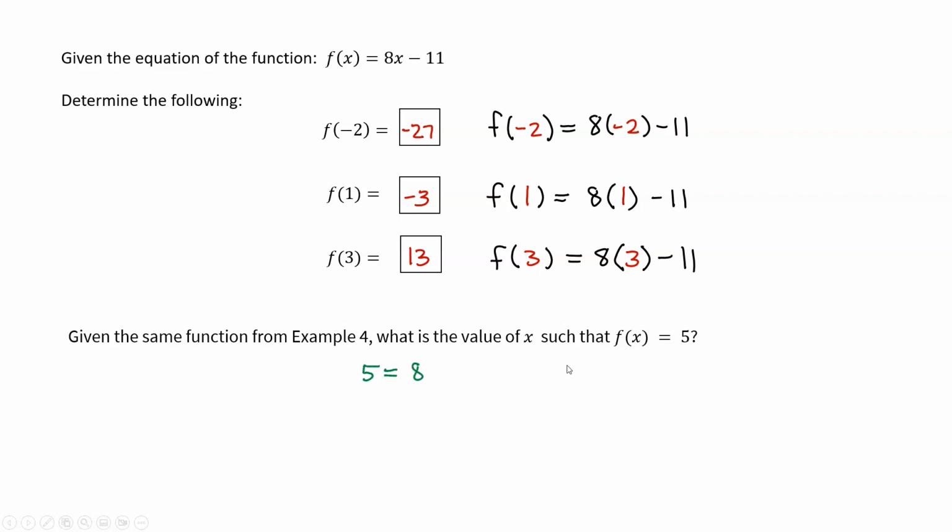So you know that 5 equals 8x minus 11, and you would solve this equation for x. So add 11 to both sides, divide both sides by 8. You get that 2 equals x, or x equals 2, and there's the solution to that problem. And so that is the end of this problem as well as this video.